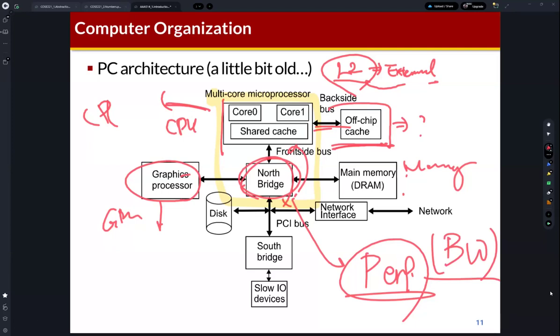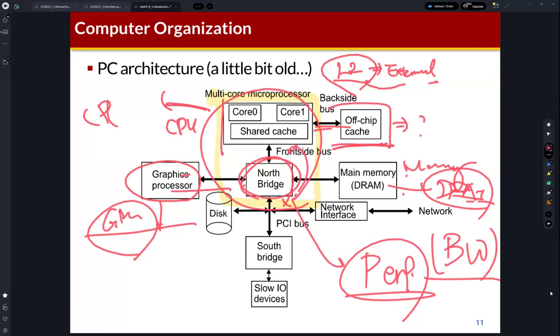So recently, data bandwidth is very critical, right? The DRAM bandwidth is very critical for the performance of a computer system, and the GPU is also very critical. So the GPU also requires high data bandwidth between the CPU and main memory. So the GPU is also directly controlled by the CPU. Okay, so the GPU needs to be fast, and memory needs to be fast. So these fast components are located near the CPU or core.